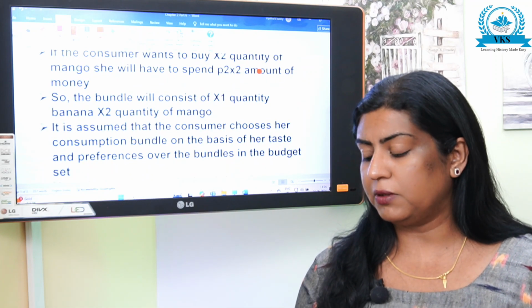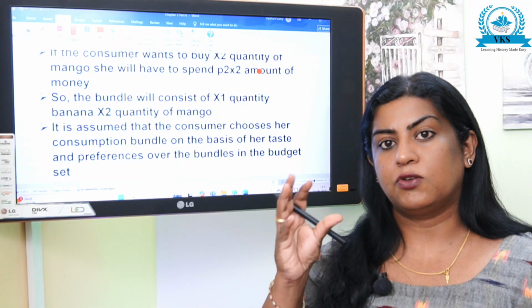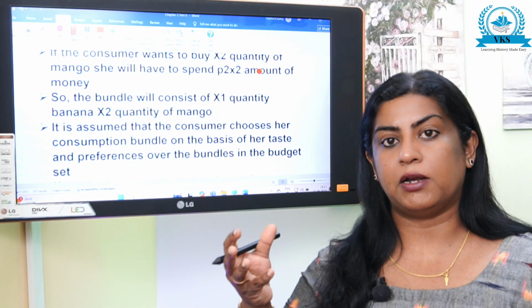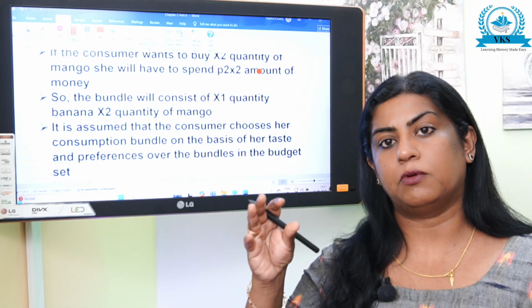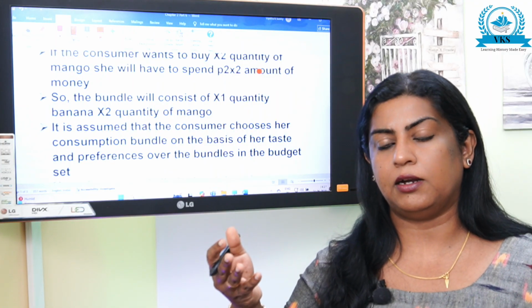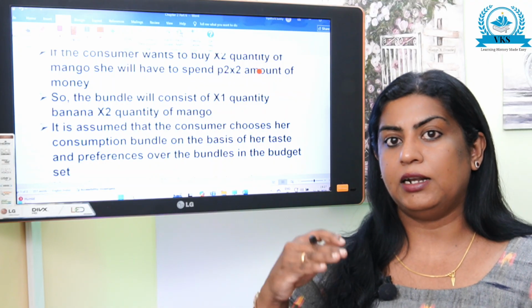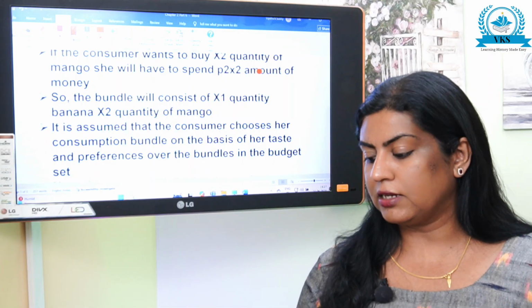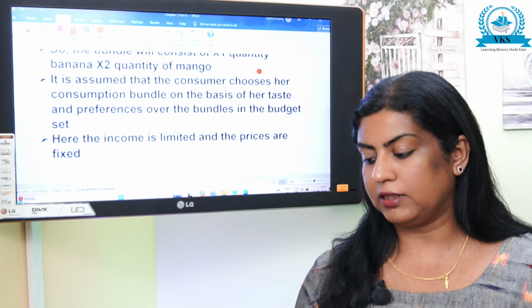So it is assumed that the consumer chooses her consumption bundle, that is, the consumer will choose how much banana I should have and how much mango I should have based on her taste and preference. If she likes more banana, she will take more quantity of banana and less quantity of mango. That depends on the taste and preference of the consumer. So like that, the consumer decides what bundle to take in the budget set.